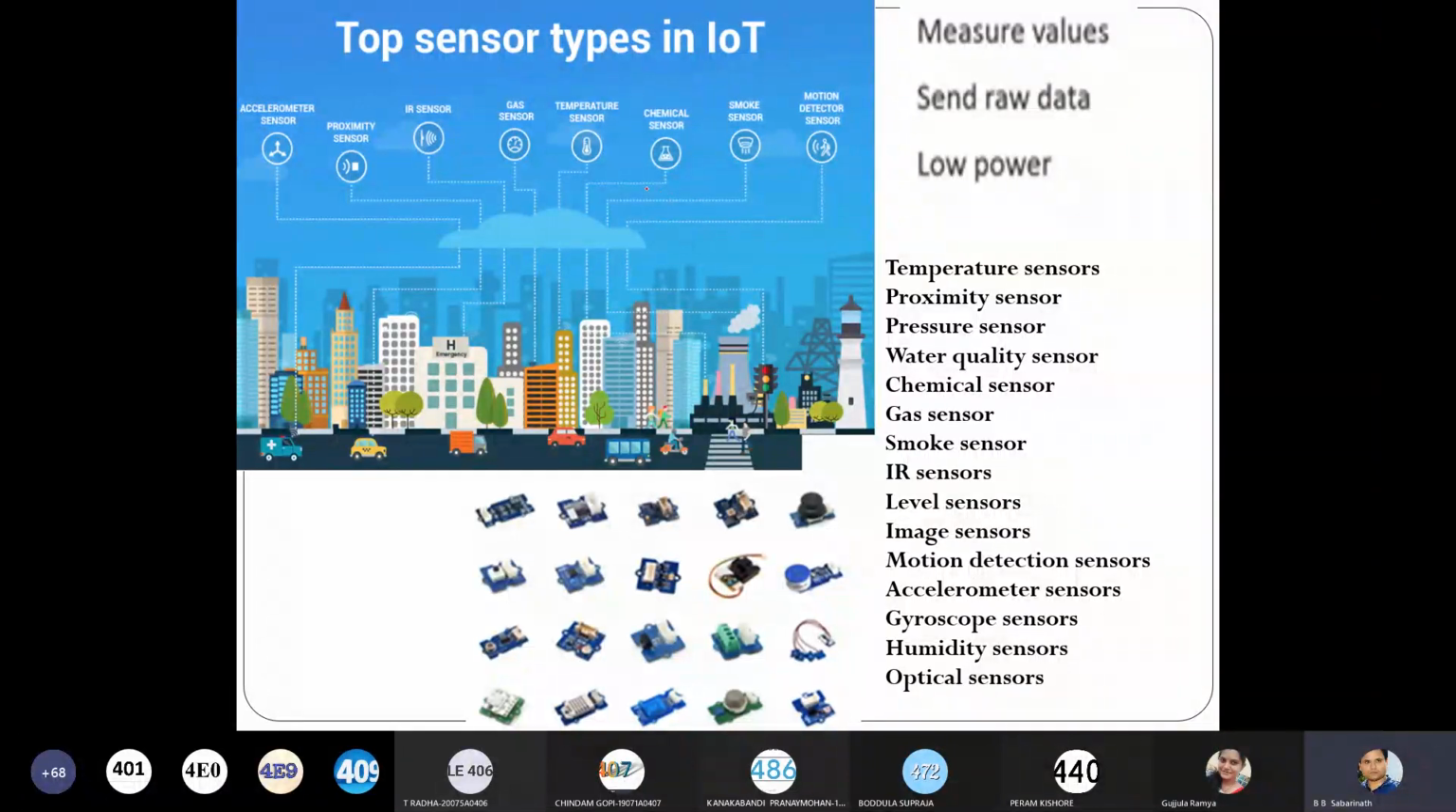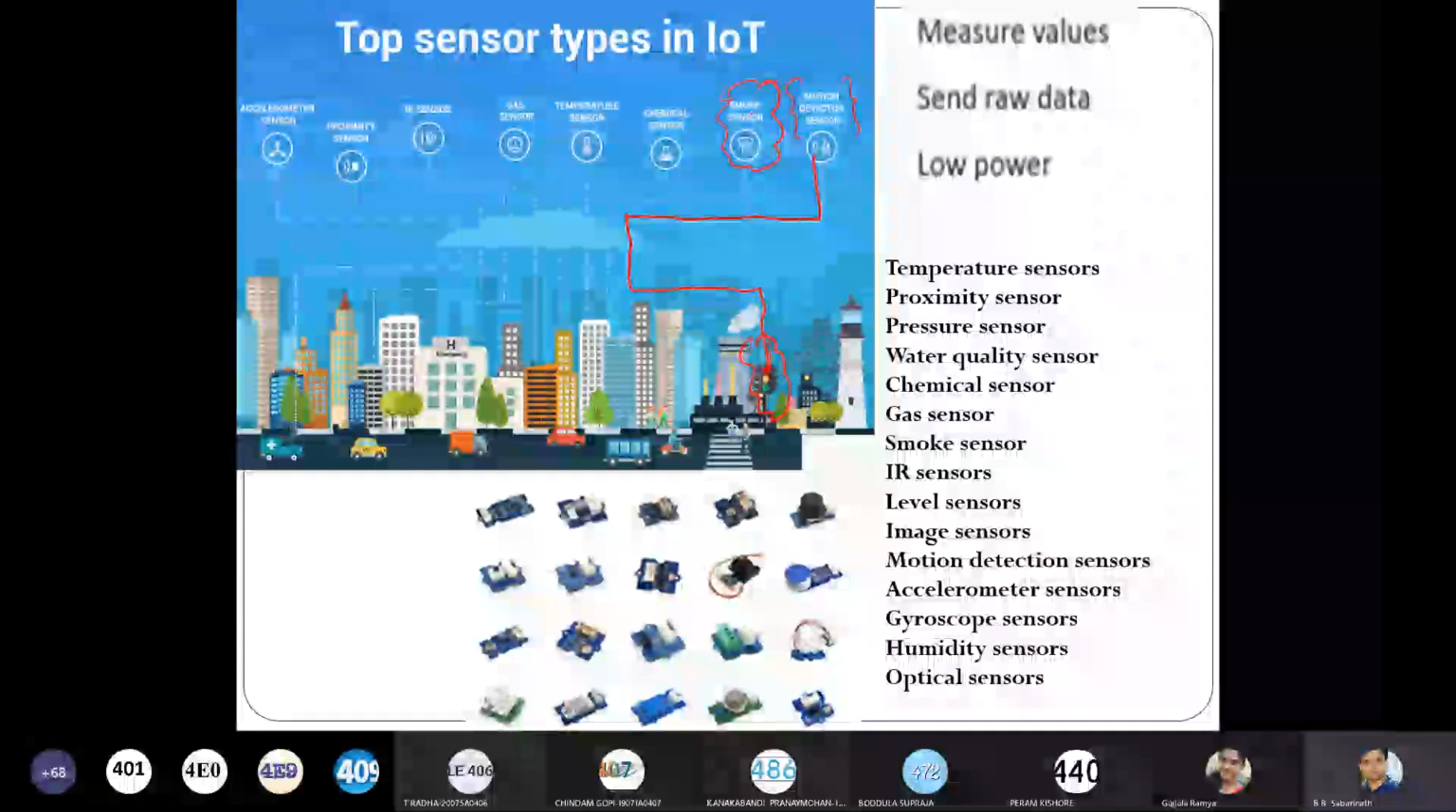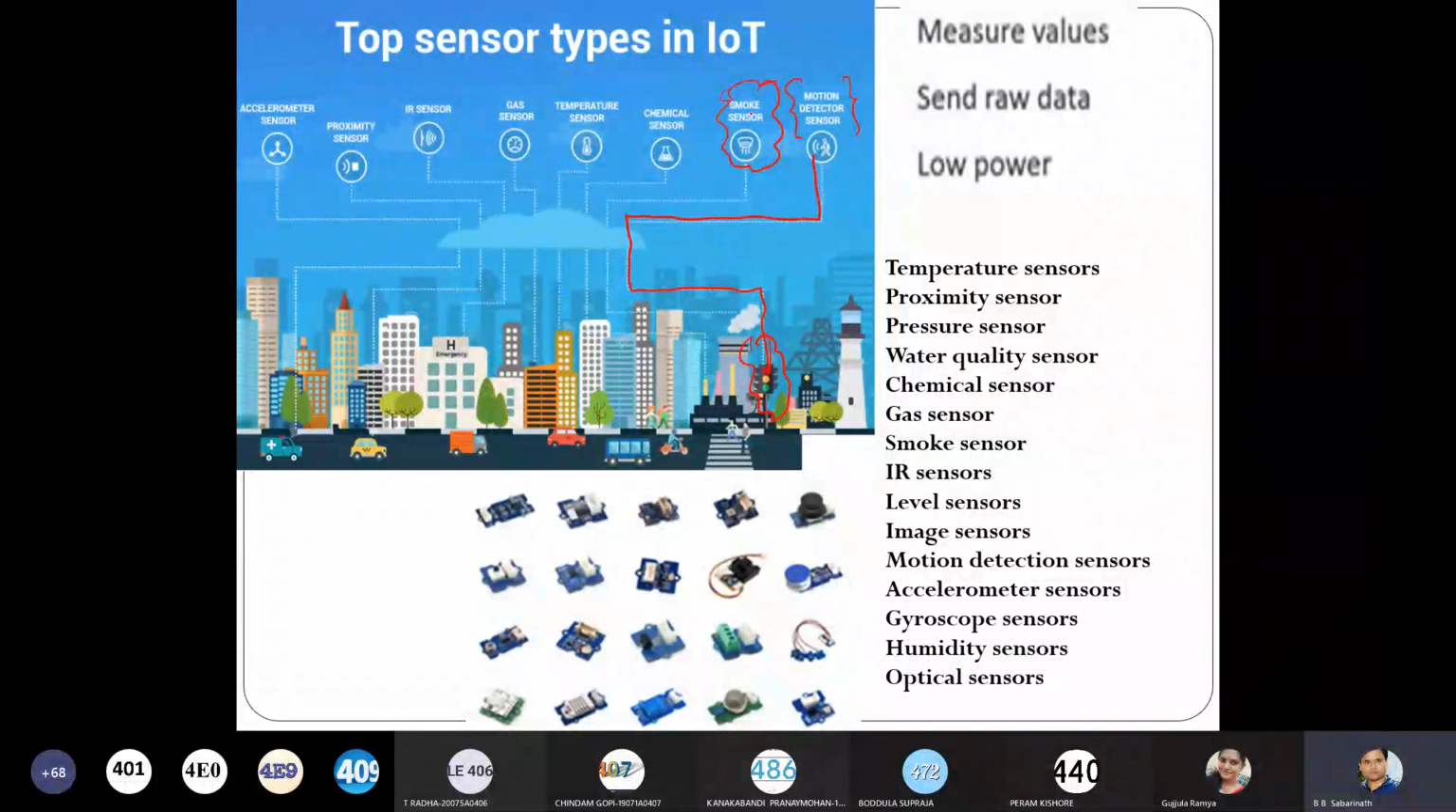In a smart city, you will have all these things, like a motion detection sensor. For example, you may utilize this motion detection sensor to detect people violating the traffic signals. See here, this is deployed in the traffic. Based on that, you may have a system to estimate someone violating traffic rules. Like smoke sensors, you may deploy smoke sensors to detect any tragedies, like fire accidents.